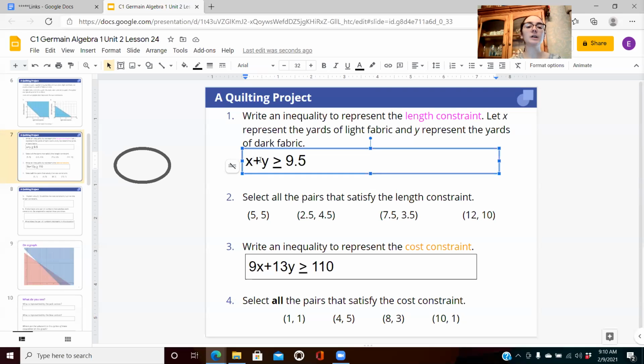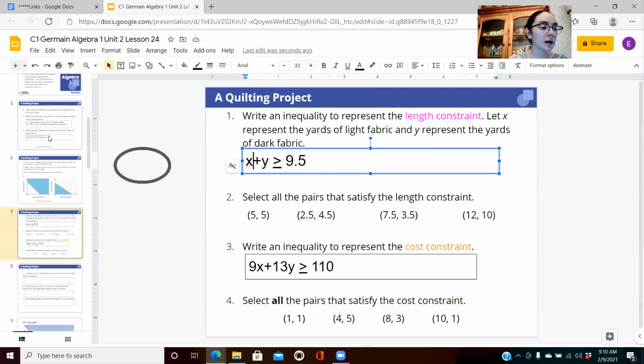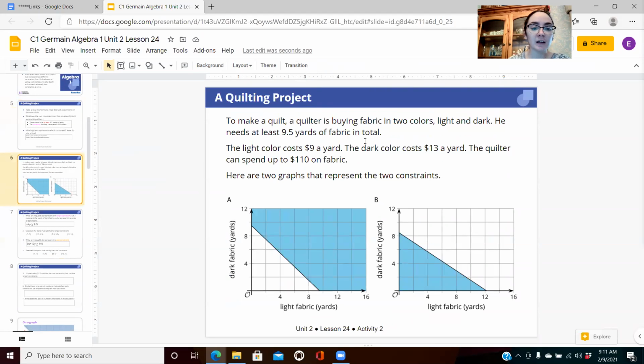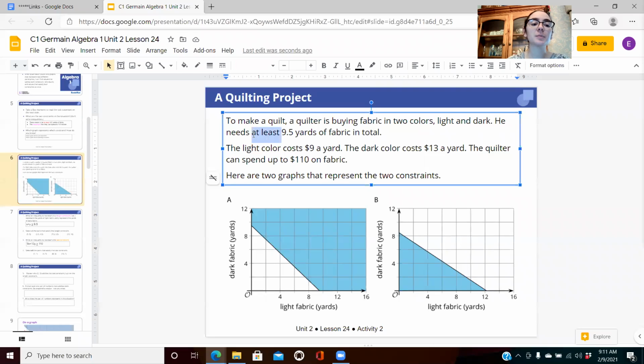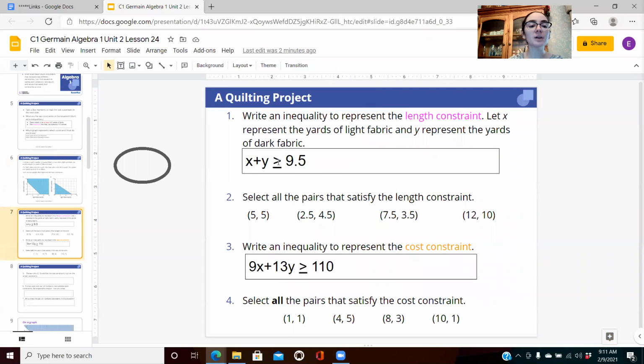So the first inequality for the length constraint, x plus y, is going to be greater than or equal to 9.5. And we're going to say greater than or equal to because in the description, it says it needs at least. In that phrase, if we remember, at least or at most means that we are including that value. So we're saying it needs at least 9.5, so it's going to be greater than or equal to 9.5, okay?